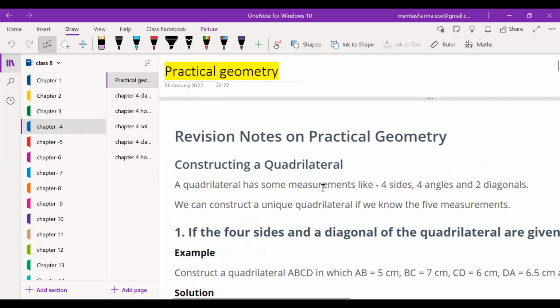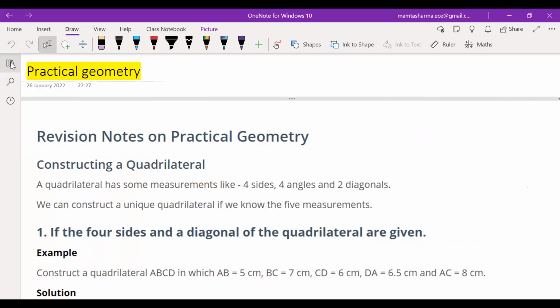Any doubt? No doubt, ma'am. They are simple questions only, all based on this quadrilateral family. If you have any particular doubt, I will tell you. Now we will start this chapter. Is this chapter coming in your exam or not? Yes, ma'am, it is coming.